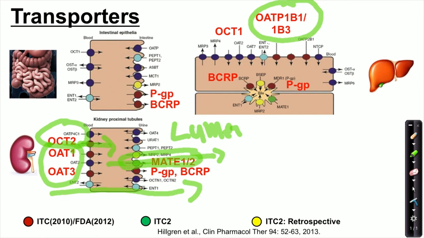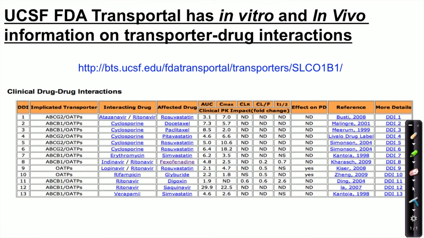I want to highlight for you that there are many transporter databases, and one of them is here at UCSF. It's the UCSF-FDA TransPortal, and it lists a number of in vitro and in vivo potential drug-drug interactions and data that have to do with drugs, transporters, maybe Michaelis-Menten parameters for in vitro. For in vivo, the database will describe the clinical drug-drug interaction and also give you references that you can link to in PubMed.